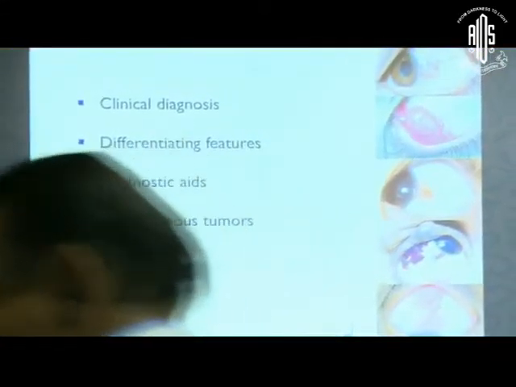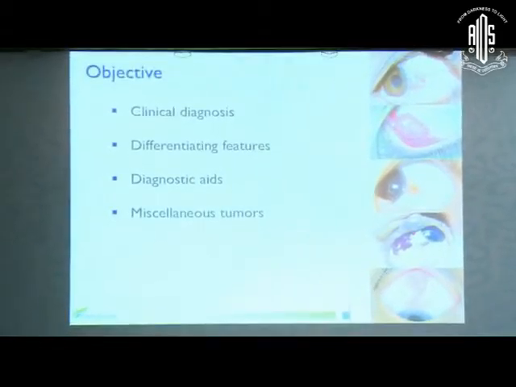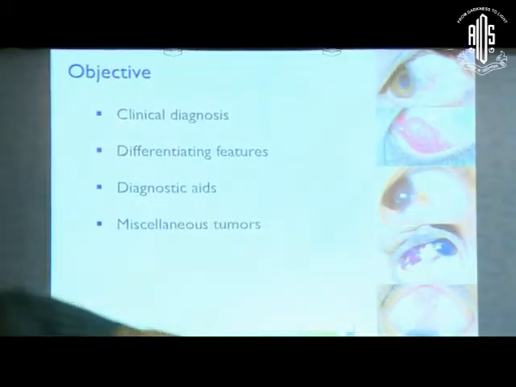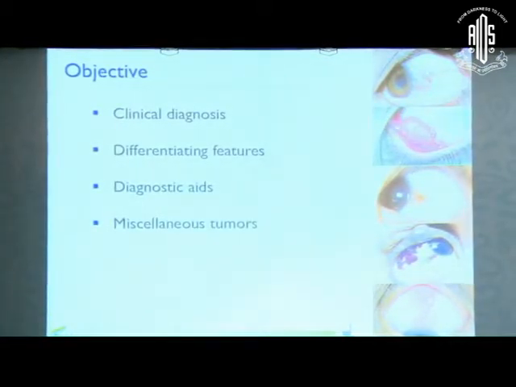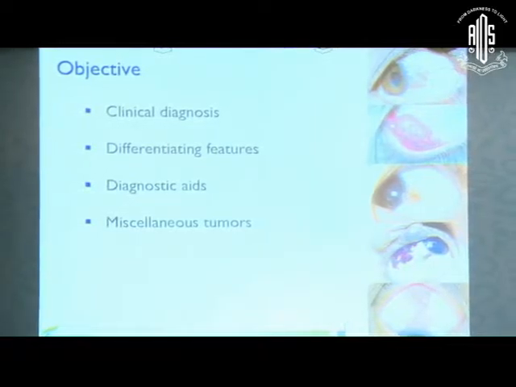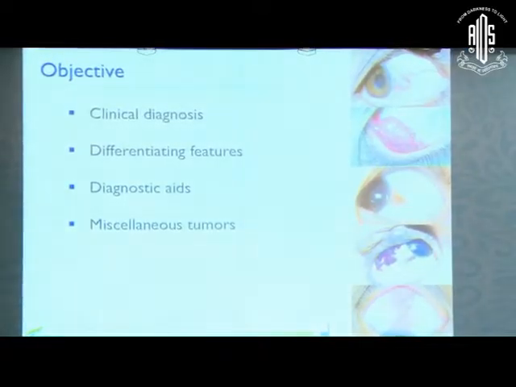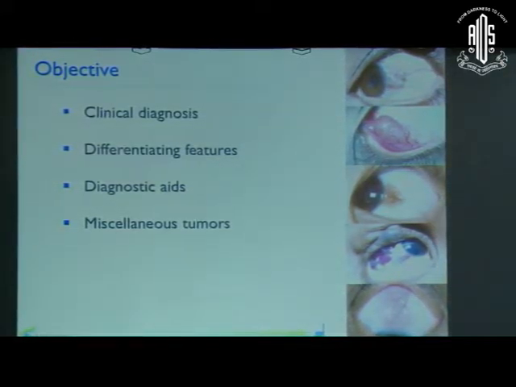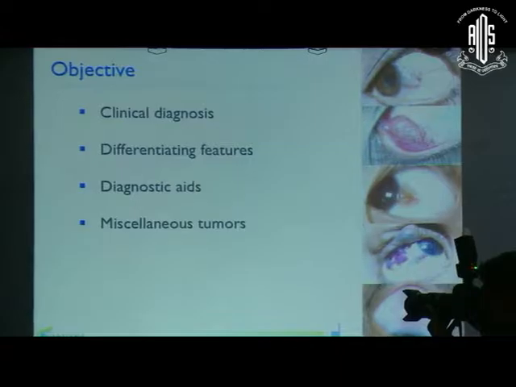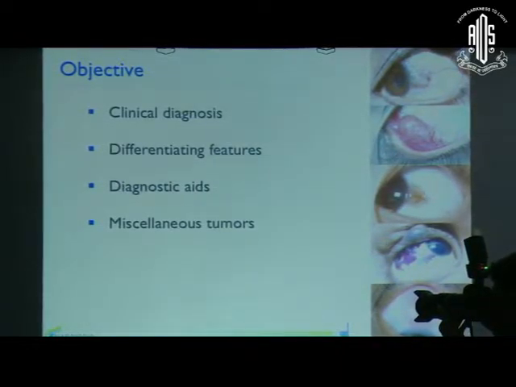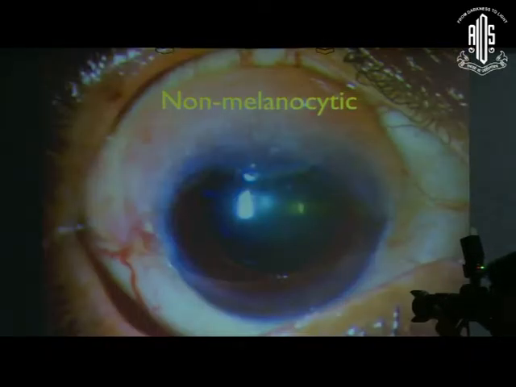Okay. So today I'm going to deal with malignant conjunctival tumors, and the objective of my presentation is to be able to clinically differentiate between a benign lesion and a malignant lesion, because the management, the recurrence, and the mortality and outcome of the patient basically depend upon how you diagnose initially when the patient comes to you in the clinic. Differentiating features, diagnostic aids, and other miscellaneous tumors.